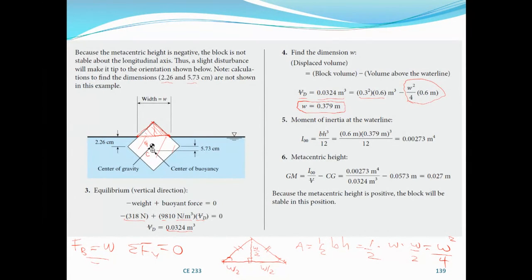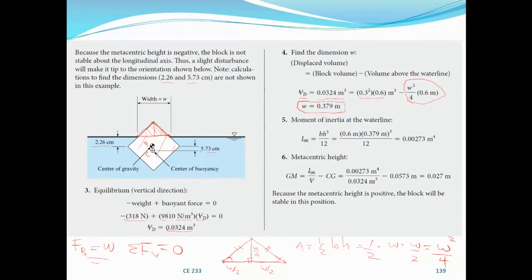Okay, so now having obtained W, to find this one, I will do this one. That is the distance between the centroid, the center of gravity, and the top of the water. Then I will leave this one for you to do.